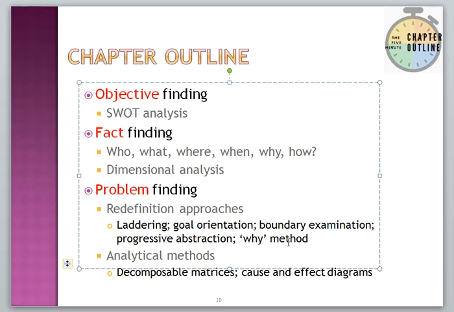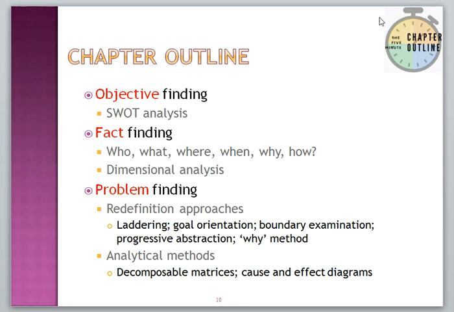In the end, we will have analytical methods. We will have two of them. The first one is called decomposable matrices, and the second is the cause and effect diagram. How many do we have here? 1, 2, 3, 4, 5, 6, 7, 8, 9, 10. Ten tools we introduce in this chapter, classified according to the stage they are serving or supporting.